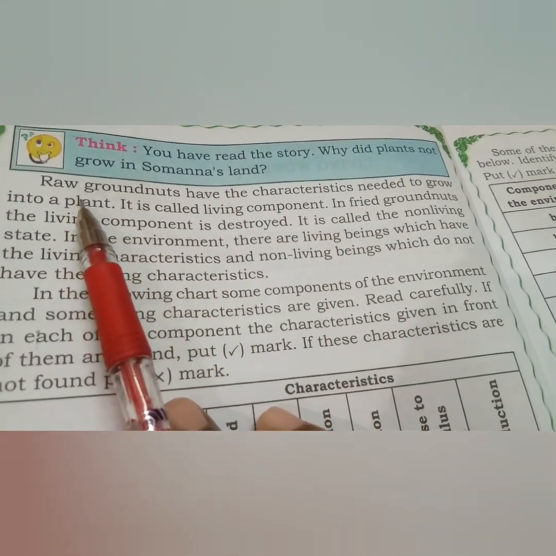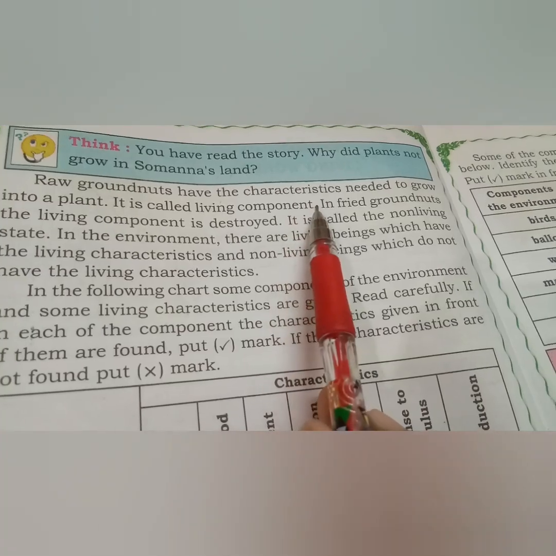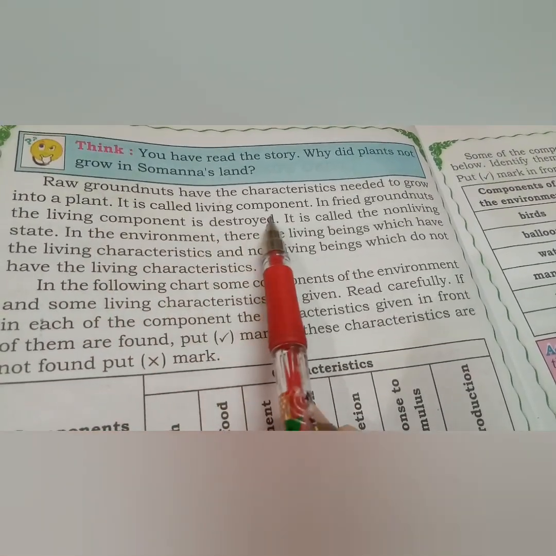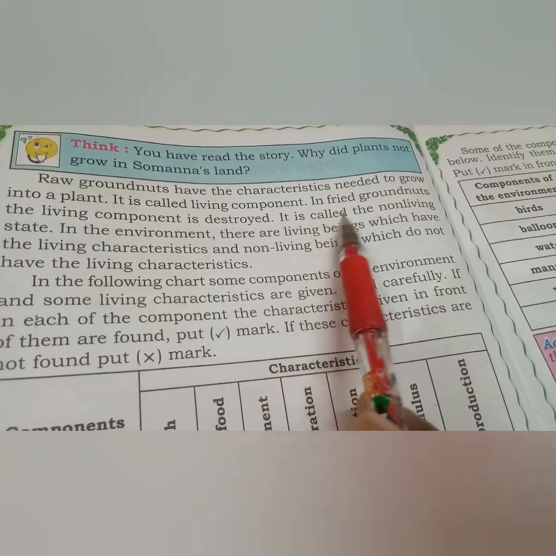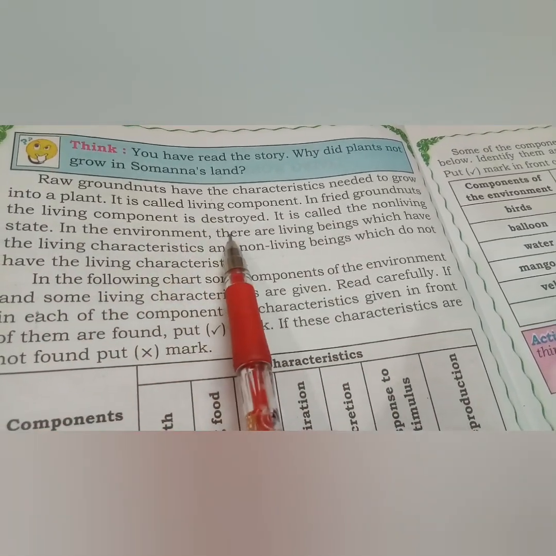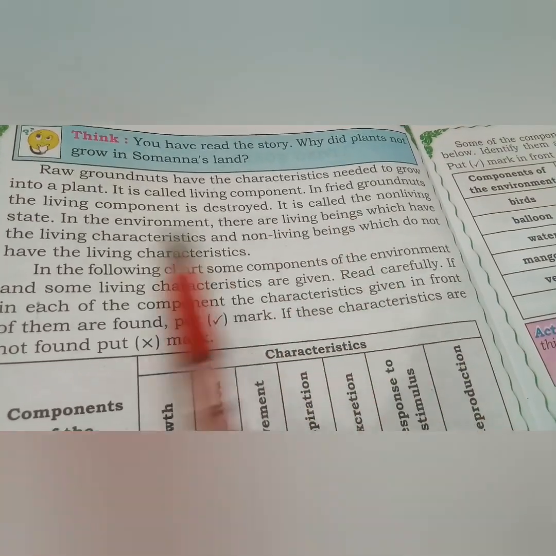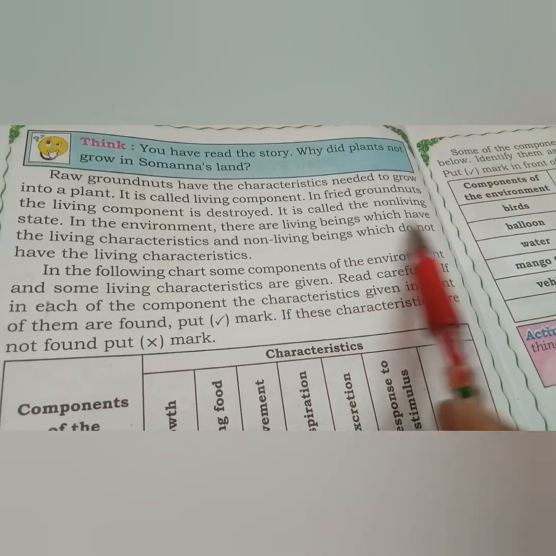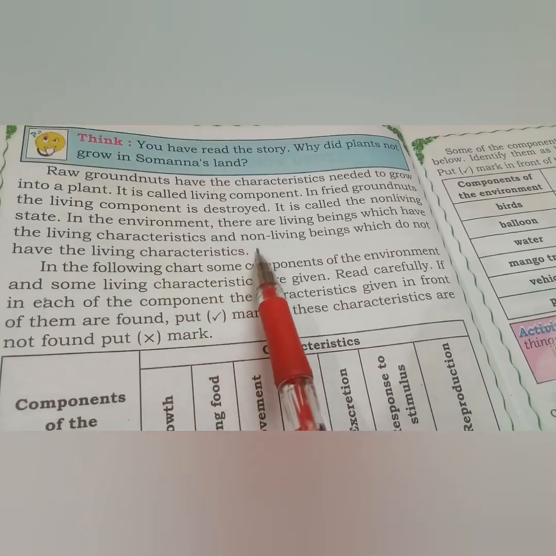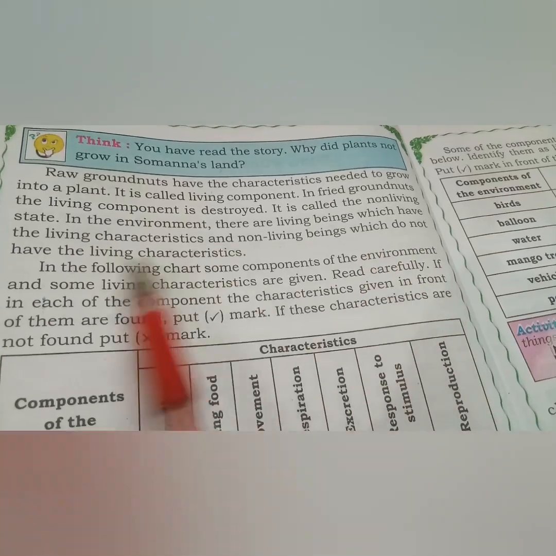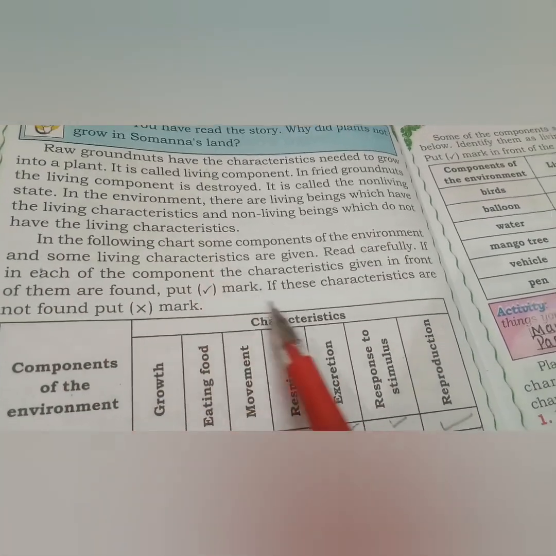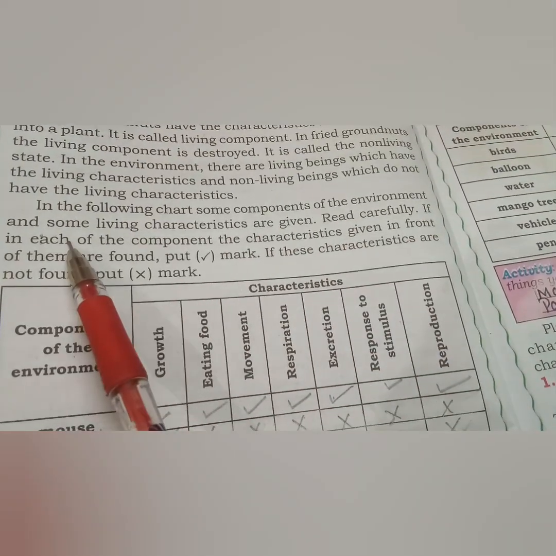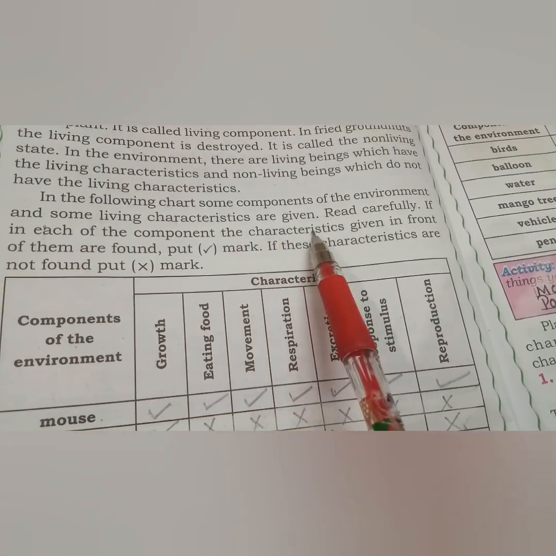Next children, raw groundnuts have the characteristics needed to grow into a plant. It is called the living component. In fried groundnuts, the living component is destroyed. It is called the non-living state. In the environment, there are living beings which have the living characteristics and non-living things which do not have the living characteristics.